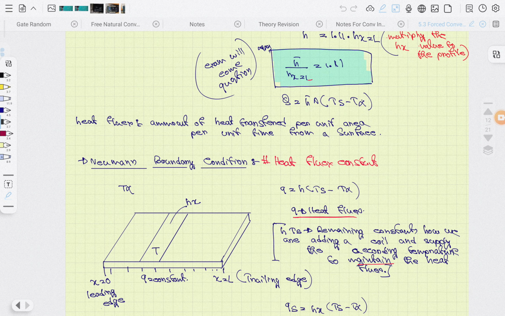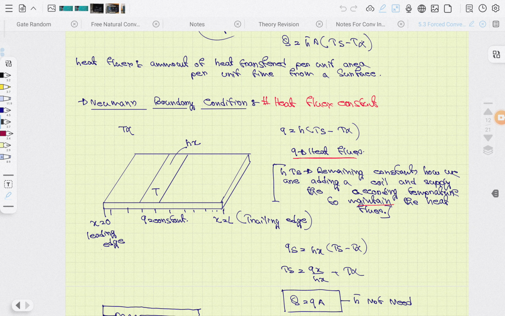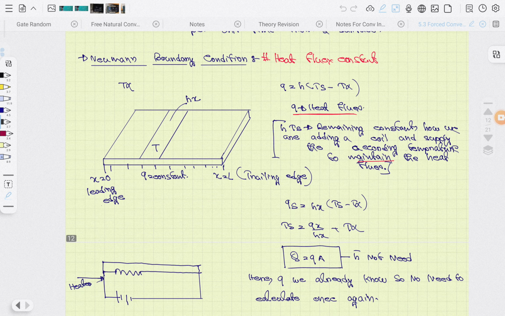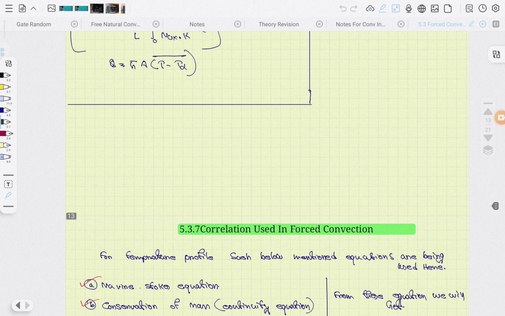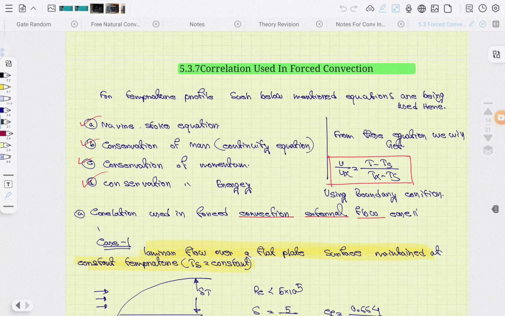And heat flux is the amount of heat transfer per unit area, you know. Then for the Neumann condition, unlike the Dirichlet condition where temperature is constant, the heat flux value is constant, and Q equal to q into A. These things I am not going to go through. Now the Nusselt number correlation used in forced convection.